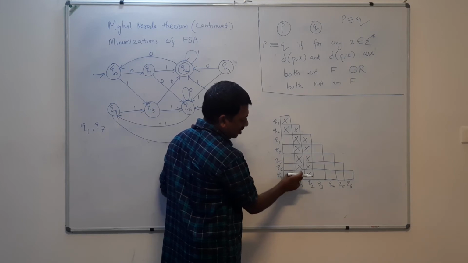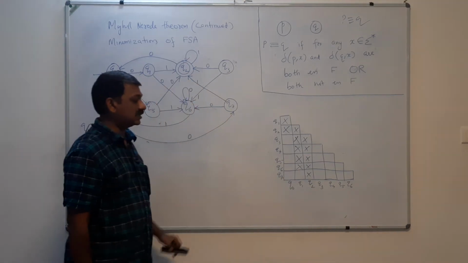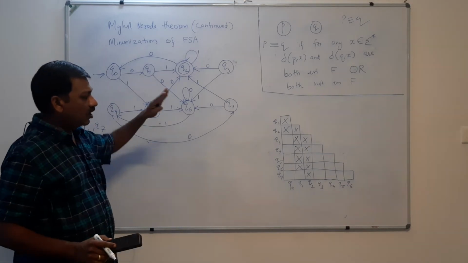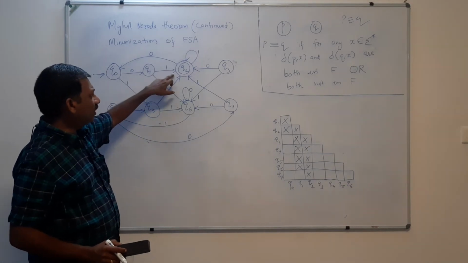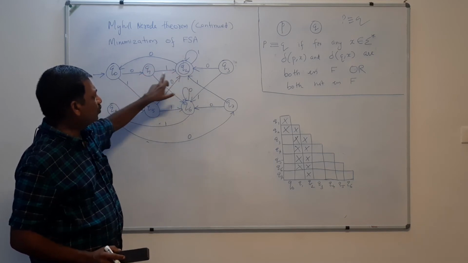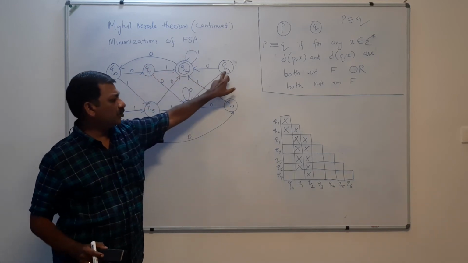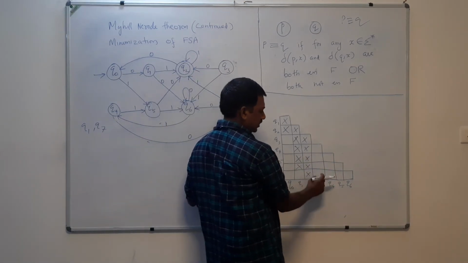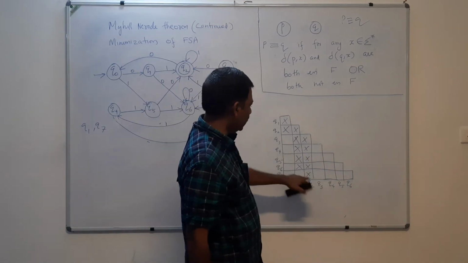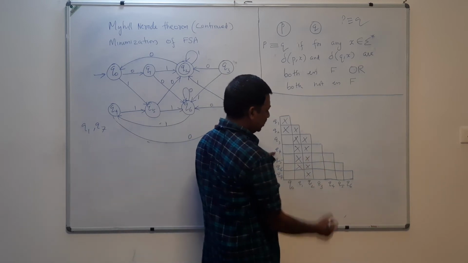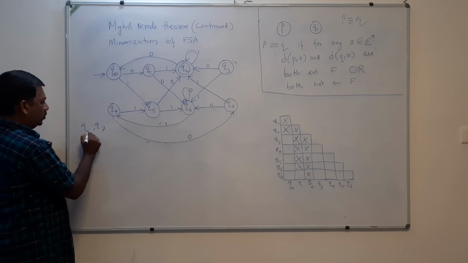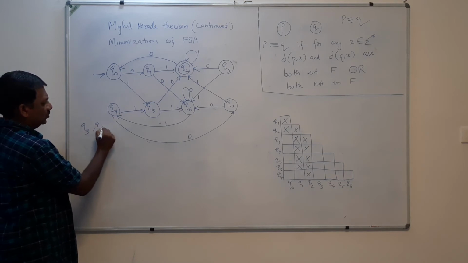That means here we are keeping this a blank. Now we are going to fill all the entries, that means near to Q2 we have Q1. Now we are moving on to Q3. That means these entries you have to fill it up. What about Q3 and Q4? That means this entry is Q3, Q4.